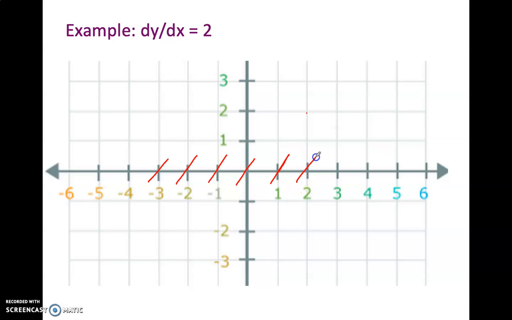So again, I'm not going to do the whole thing. Hopefully you're listening and this is making sense. Yeah, I'm missing a little bit, but every point will have a slope of 2.